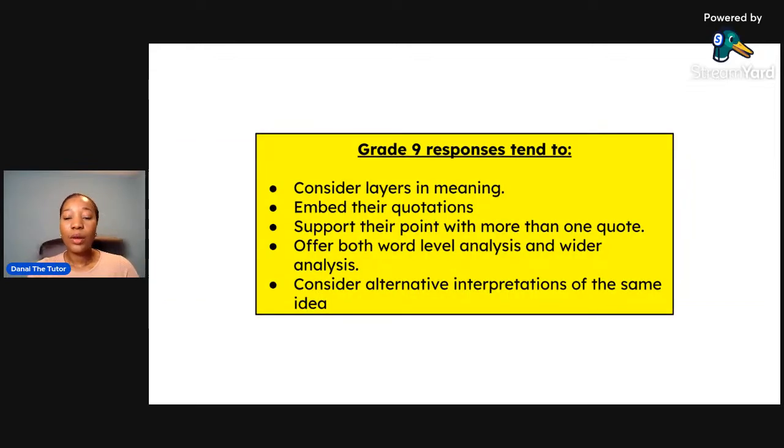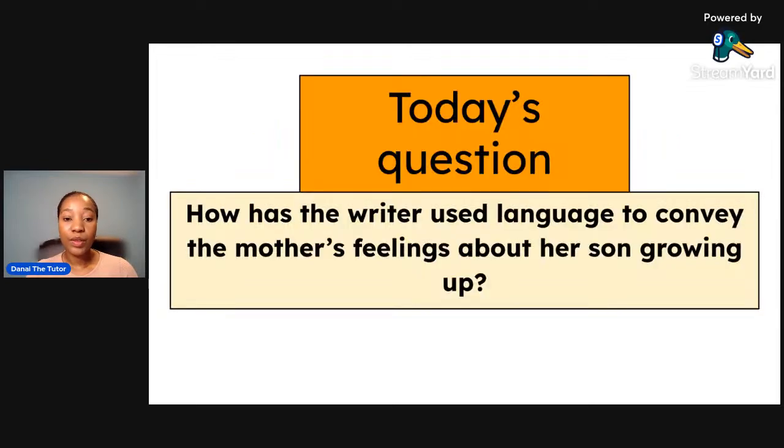So when we look at language, grade 9 responses tend to consider layers of meaning, embed their quotations, support their point with more than one quote, offer both word level analysis and wider analysis, and they consider alternative interpretations of the same idea. This is something we've gone through in previous webinars, if you've joined me before, for language, where we've looked at language and fiction texts, and these principles, they cross over to nonfiction texts as well. And we'll be looking at how to do that as we proceed.